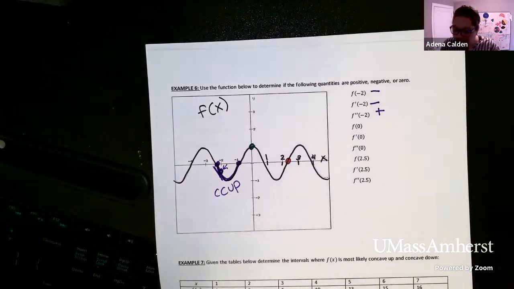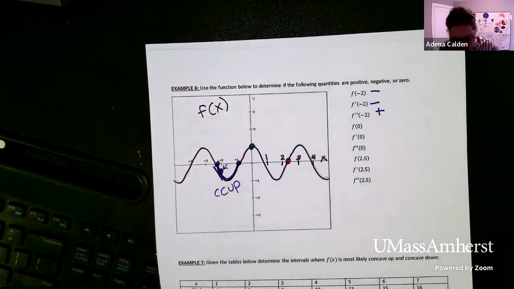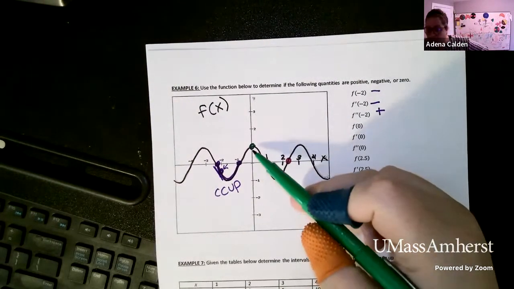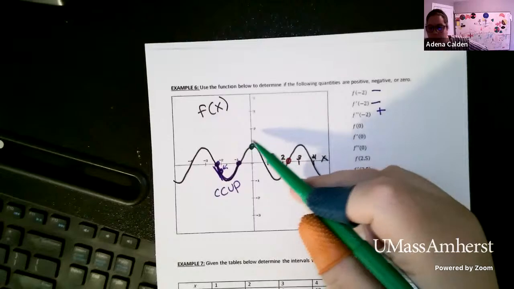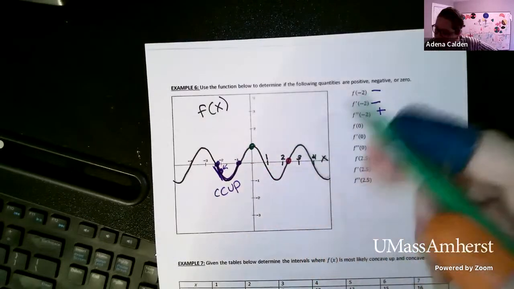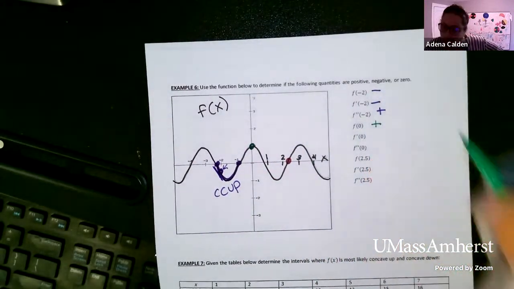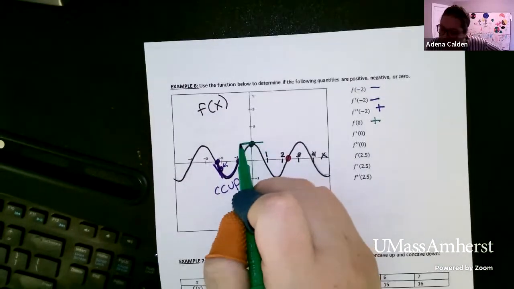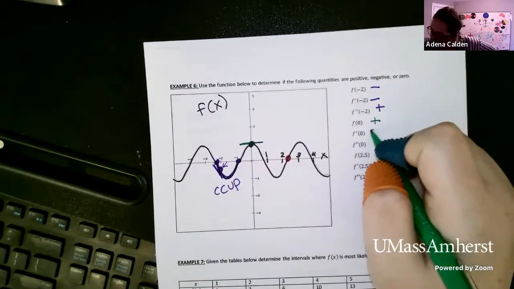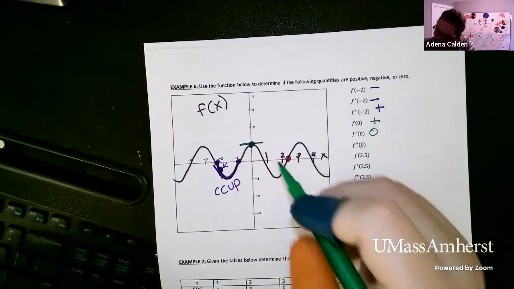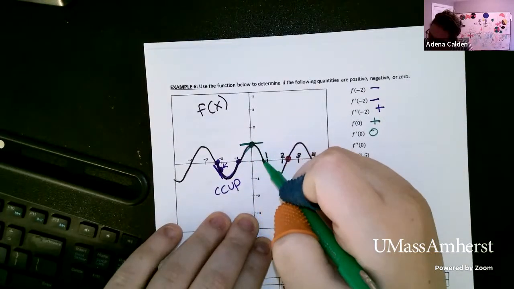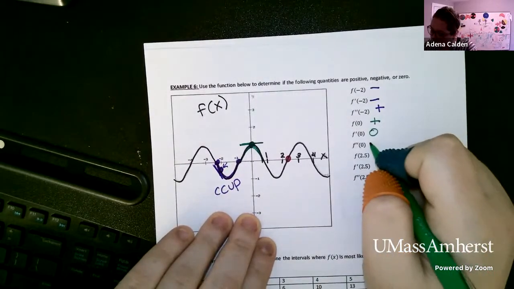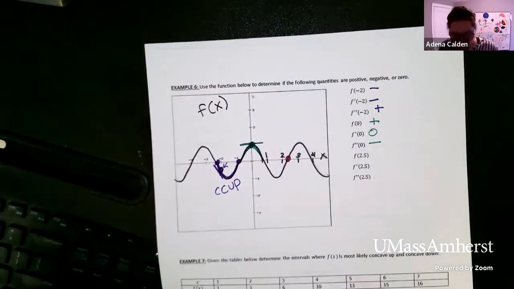Okay, so now let's look at what's happening at 0. So again, we start with f of 0, and we're asking, is the y value positive, negative, or 0? Well, this is above the x-axis, so that will be positive. When we consider the slope of the tangent line, we are constant here. We have a horizontal tangent line, so the derivative will be 0. And then we see that on this interval, this is all concave down right here. So that means the second derivative is going to be negative.